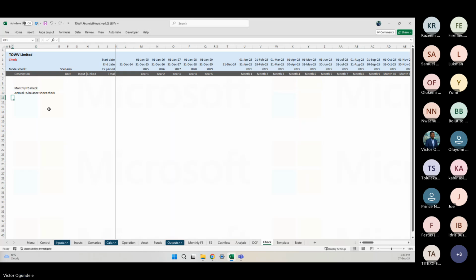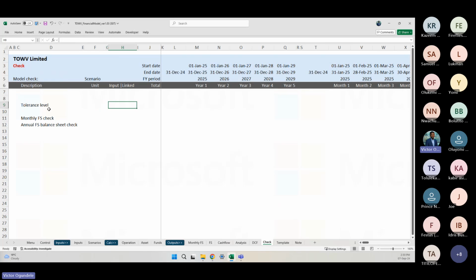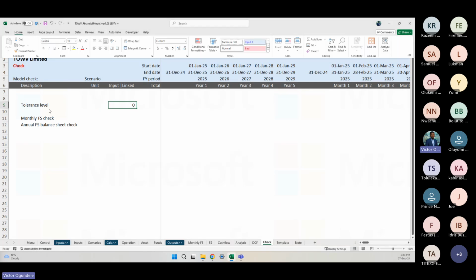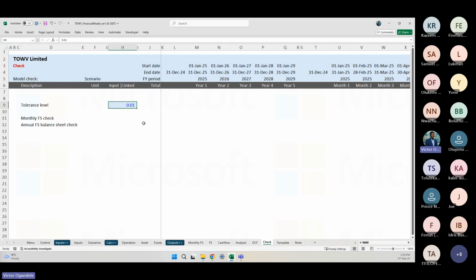So here I'm going to call this our tolerance. We call it tolerance level, right? And most people usually use 0.01. You can increase it. I come to my name manager, and I can also name it as tolerance, just to take care of those funny rounding errors.